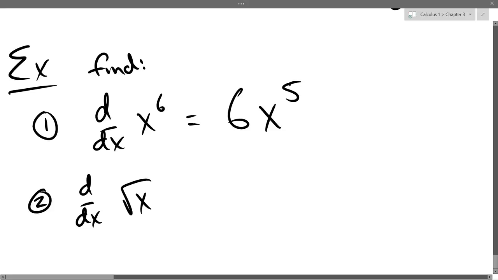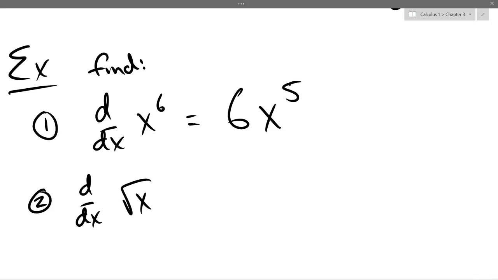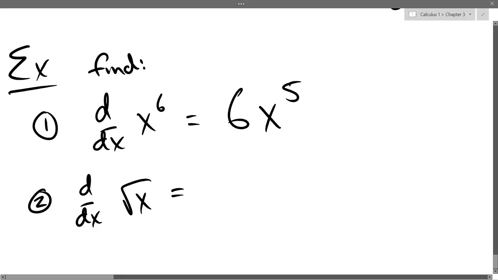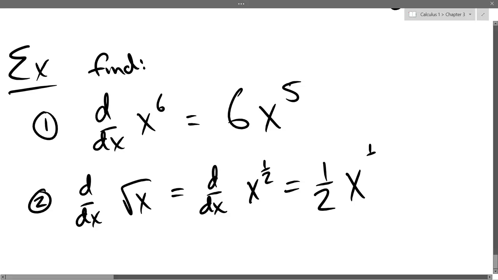So this square root is a 1/2 power. So I'm going to write that first. The most important thing you can do with square roots is write them as powers. Now, what do you have to do? Multiply by 1/2. What do I do to the power? Subtract 1. There is no try, there's only do. What's 1/2 minus 1? -1/2. Oh, very good. -1/2.